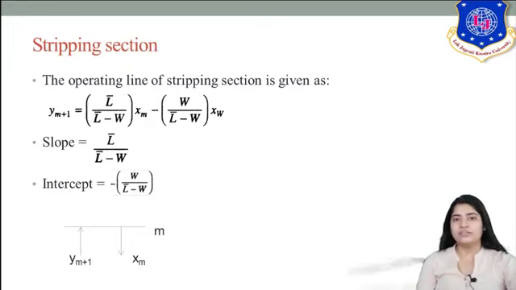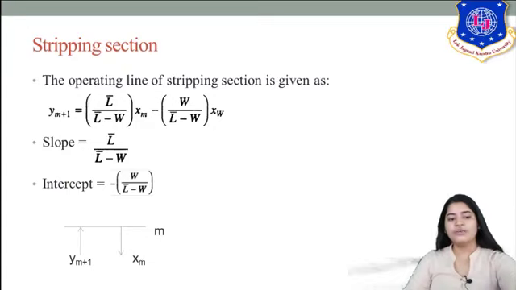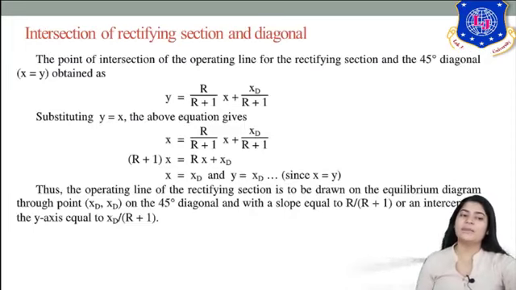See here, don't get confused between L and L bar. Okay, just for stripping section we are introducing a new notation. L bar is what? Flow rate of liquid which is going into the stripping section. W is what? Your residue. Okay, again for M plate, how you can relate Y and X of your operating line? It is YM plus 1 and the leaving is what? XM. Now next topic is intersection of rectifying section and diagonal.